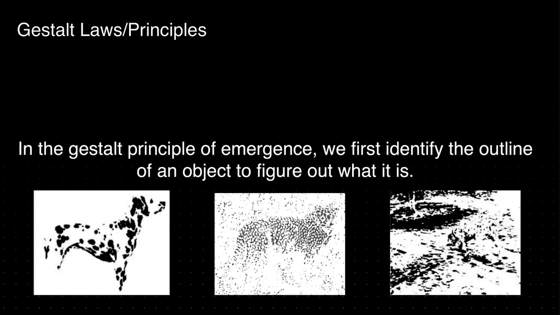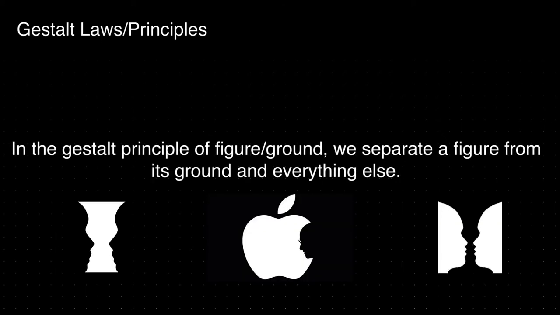In Gestalt psychology, the whole exceeds the sum. In the Gestalt principle of emergence, we first identify the outline of an object to figure out what it is. In the Gestalt principle of figure/ground, we separate a figure from its ground and everything else.